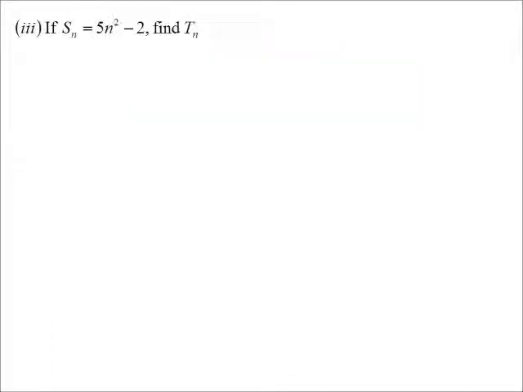Now they've given us a formula. It's not geometric, it's not arithmetic, it's just some other pattern. And they're telling us the sum to n is 5n squared minus 2. Find what the general term is. Well, we can use the same idea that I just did. If I want to find term n, then if I get the sum to n terms and subtract the sum to n minus 1 terms, then I must be left with the nth term. So I'm going to use that same idea.